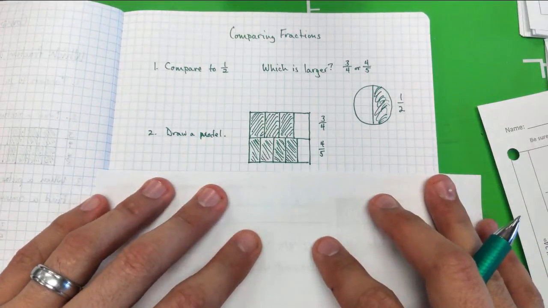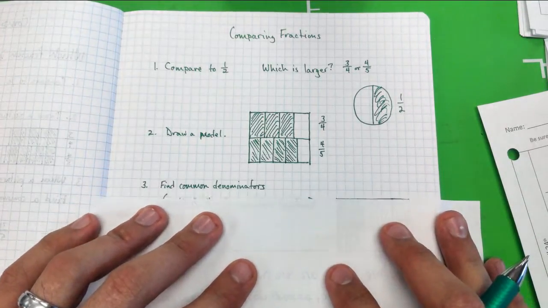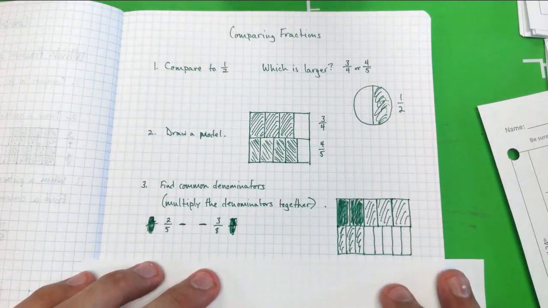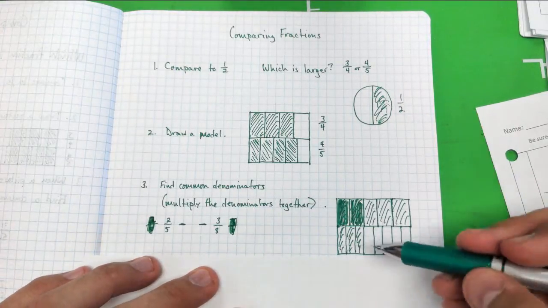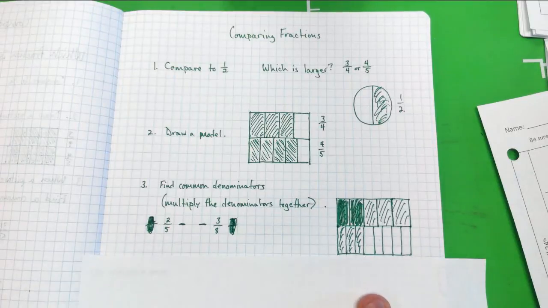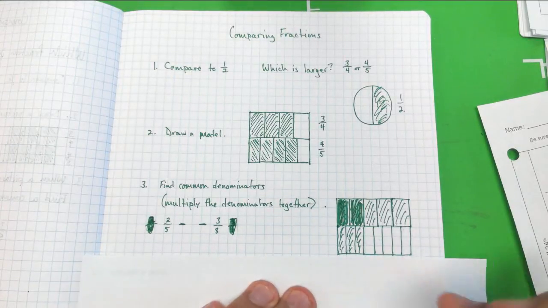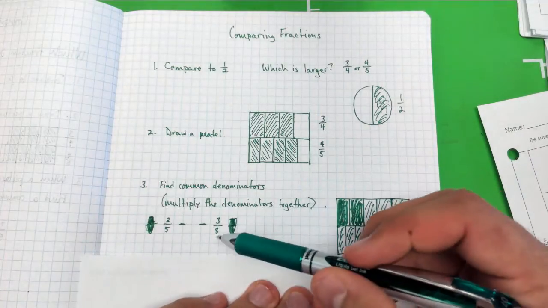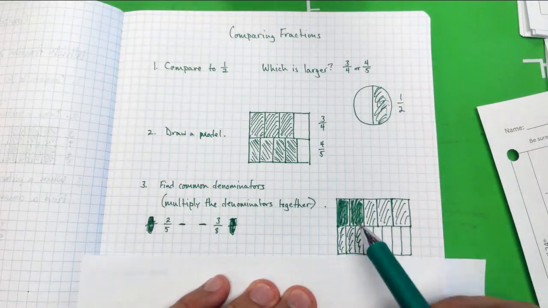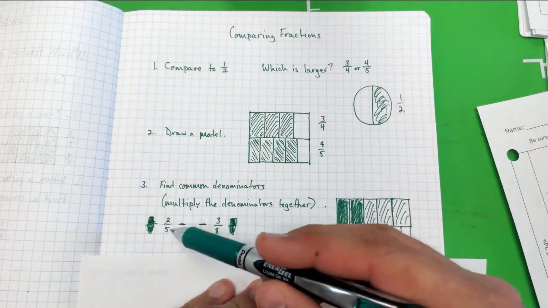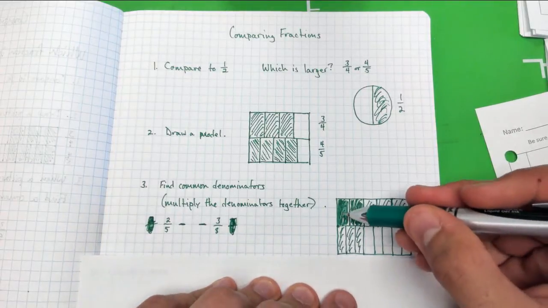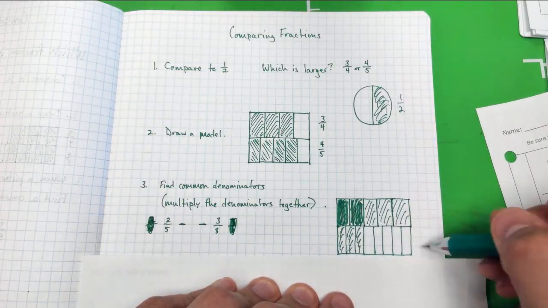If for some reason, and I've given a pretty good example down here, your picture is not able to get the pieces the exact same size that they need to be, they're not completely accurate, and sometimes that's the case when we have fractions with larger denominators. I've given an example here of 2/5 and 3/8. So I've got 5 pieces up here and 8 pieces down here.